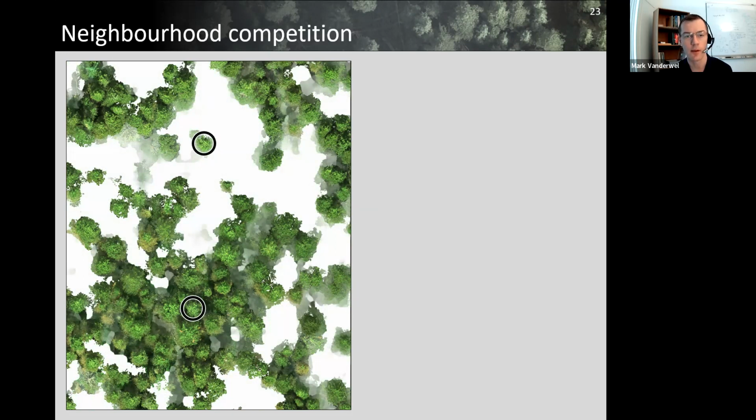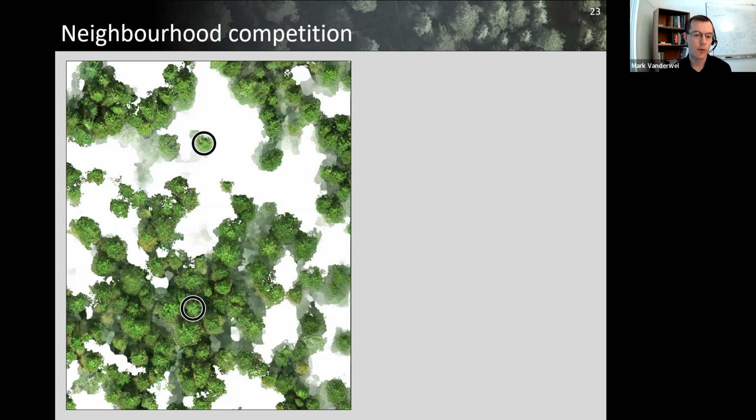The tree at the top is situated in the middle of a gap, and so it's going to have light reaching it from at least 3 sides. Whereas the tree crown on the bottom is growing in a denser neighborhood. It's got trees growing on all sides, and so it would likely only be receiving light directly from above.